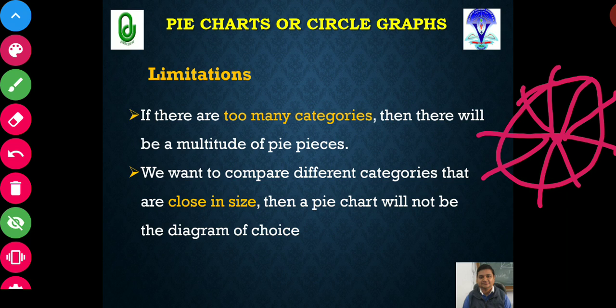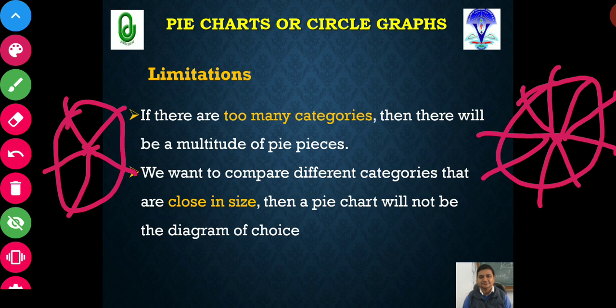Second, when we want to compare different categories that are close in size. Suppose you want to see the number of cows and buffalo in your herd, or cow, buffalo, sheep and goat in your herd. Suppose all are in equal proportion. You will be able to draw a pie diagram, but just by observing it, you will not be able to conclude that this animal has a higher number or this animal has a lower number. So in such cases, the pie diagram should be avoided where two different categories have equal size or are close in size.